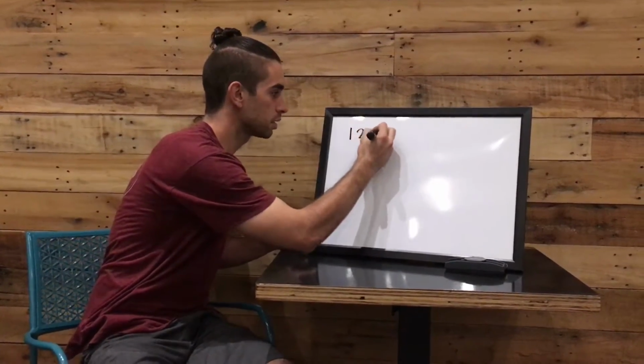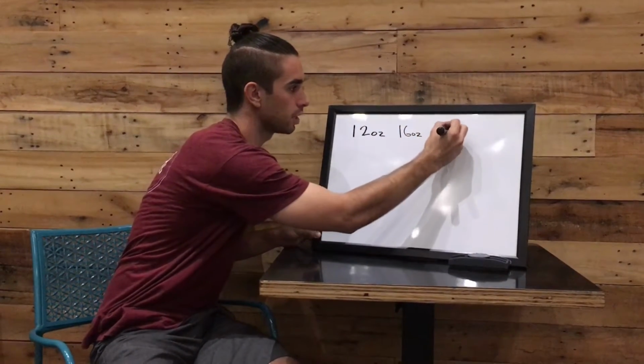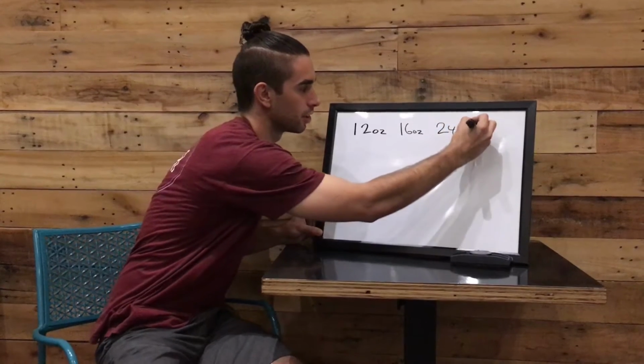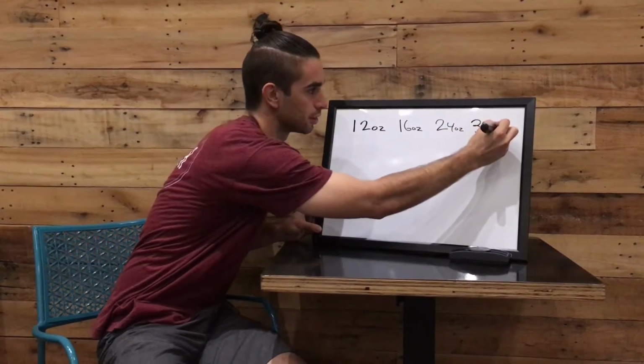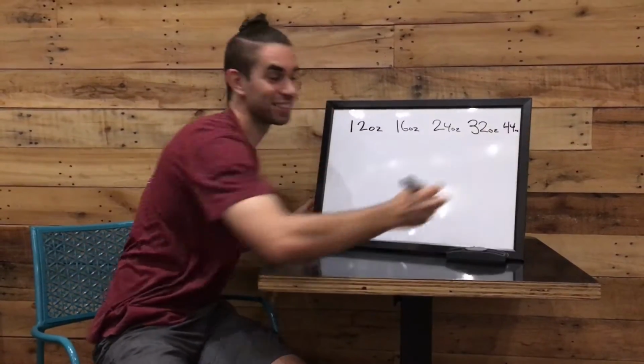We have the 12 ounce, 16 ounce, 24 ounce, 32 ounce, and a lot of space here for the 44 ounce.